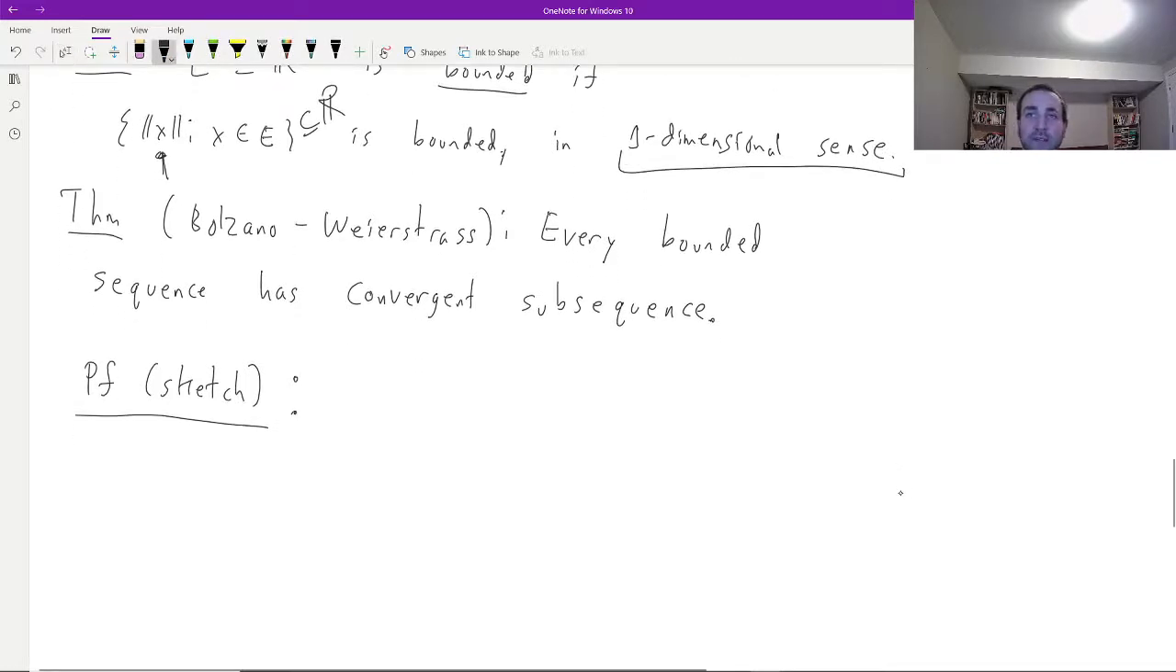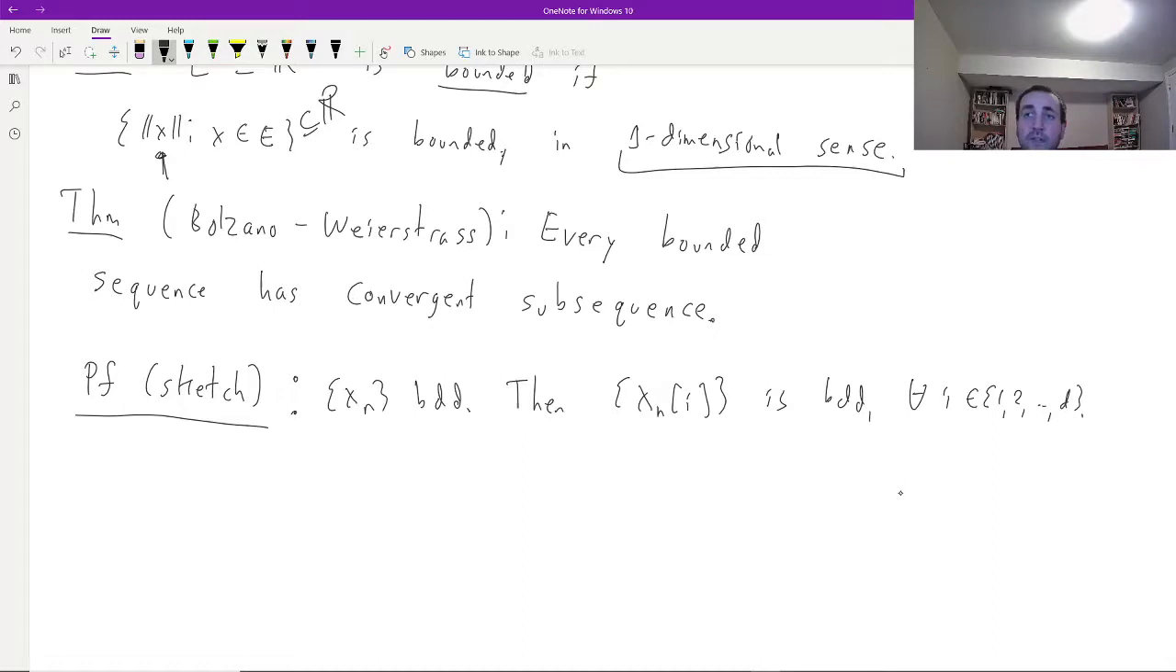So let's assume that x_n is a bounded sequence. Then in particular, x_n(i) is also bounded for all i in 1, 2, all the way up to d. So these are all bounded sequences. And therefore, using the original Bolzano-Weierstrass, we know that x_n(1) has a convergent subsequence, which I'll call x_{n_1}(1). Okay? So this is a subsequence of the original sequence, and it converges.